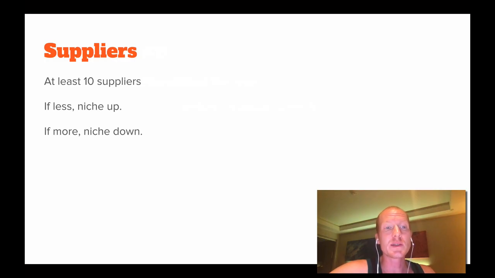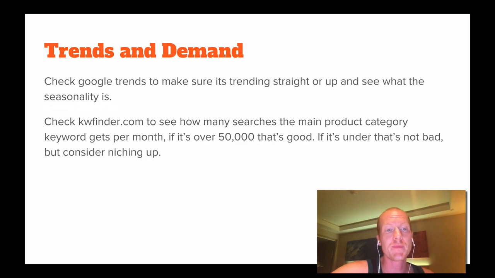As far as suppliers go, make sure there's at least 10 suppliers. If there's less, make sure you niche up a little bit. You choose multiple product categories. If there's more, niche down. Choose a more specific target market in a category. Like I said, when you niche up, you're still going to want to start with a product-specific brand name, but then you can offer more categories in the future.